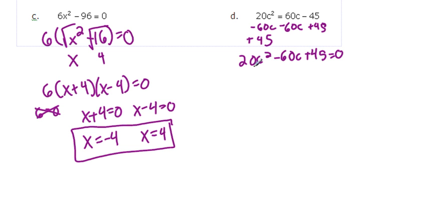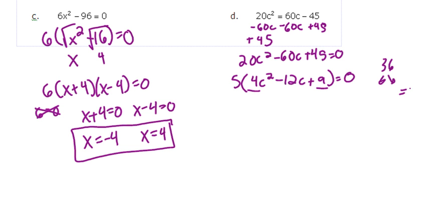Now I have a GCF, they're all divisible by 5. 20 divided by 5 is 4. 60 divided by 5 is 12. 45 divided by 5 is 9. So now I'm ready for the box. I find something that multiplies to 36 and adds to negative 12. So that would be negative 6 and negative 6.